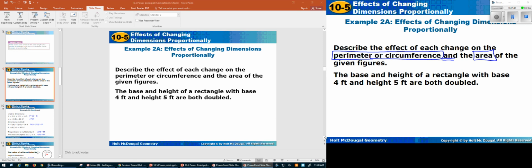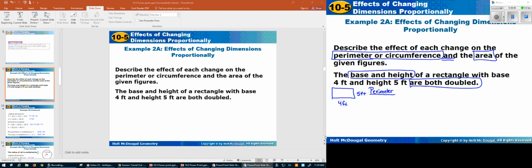So the base and height of a rectangle with a base of 4 feet and a height of 5 feet are both doubled. So the base and the height are now both going to be doubled. And what does it mean to double? Times 2. So again, I'll start out doing the long method and we'll see if we can see some shortcuts. So we'll start with our original rectangle, which has a base of 4 feet and a height of 5 feet. And we're talking about two separate situations here. So let's start with just perimeter and see what happens with the perimeter.